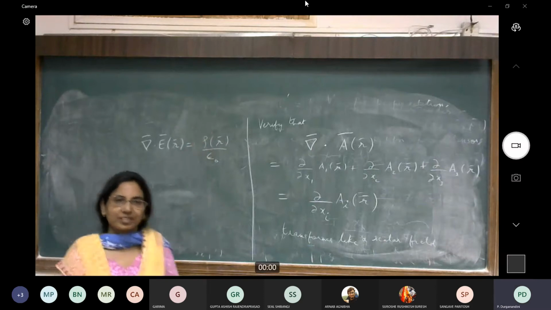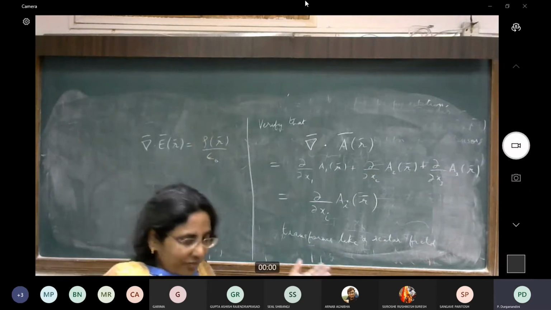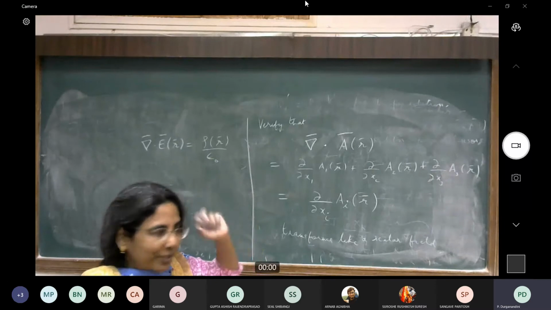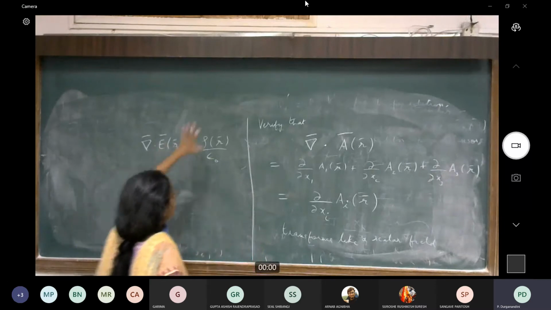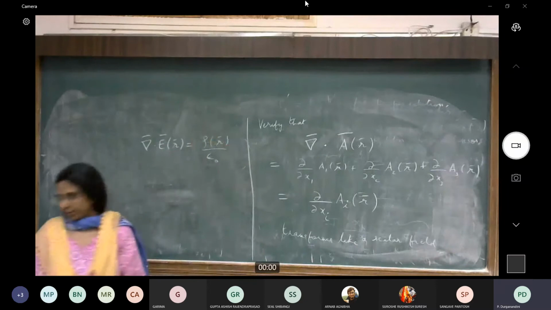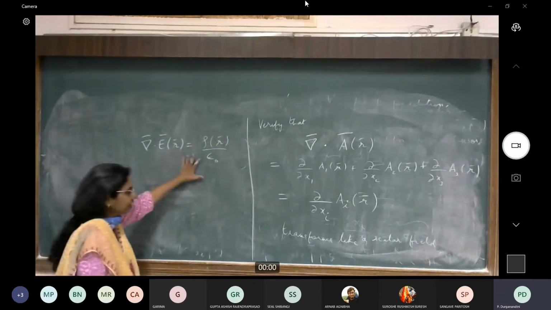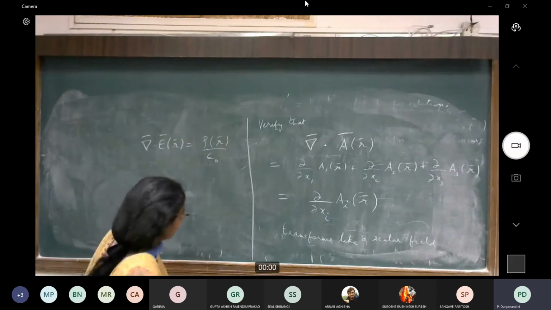So the charge density, actually, even if you didn't know, now you can say that this is nothing but your Gauss law. So it tells me that the charge density must transform like a scalar under rotations. Epsilon naught is a constant, we are assuming here.